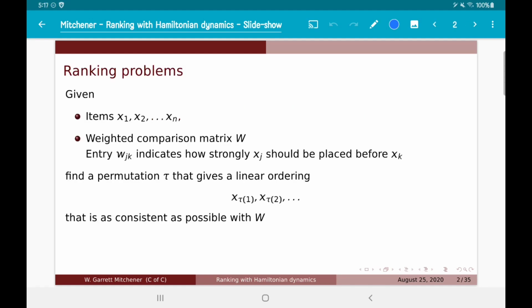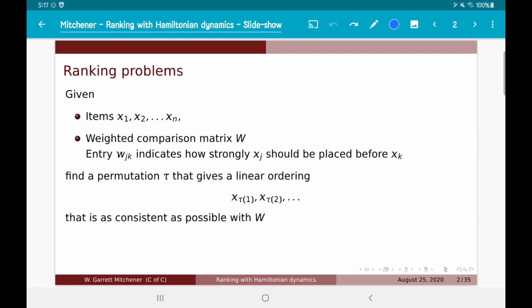Let me begin by saying what I mean by a ranking problem. I'm going to suppose that I'm given a list of items, x sub 1 up to x sub n, and I'm given pairwise comparison data. That takes the form of a matrix big W, and each entry W sub jk indicates how strongly x sub j should be placed before x sub k. So the idea is that generally these W sub jk's are positive, and larger values mean that the data is more confident that item k should be ordered after item j, or item j should be ordered before item k.